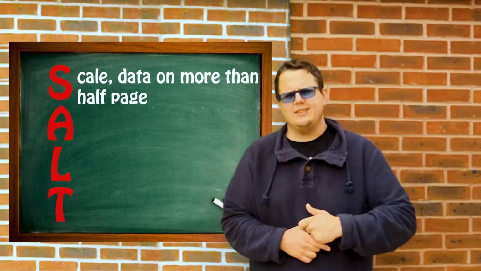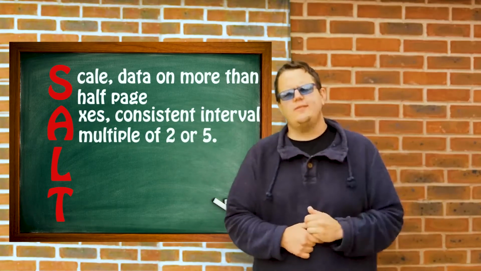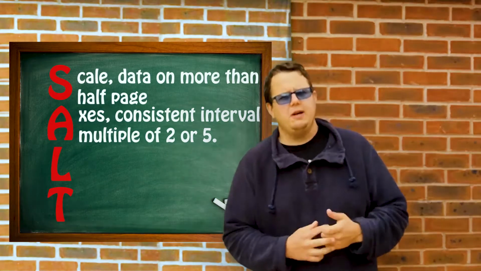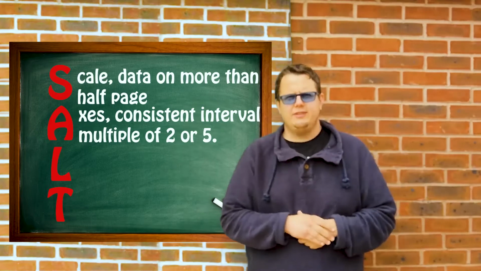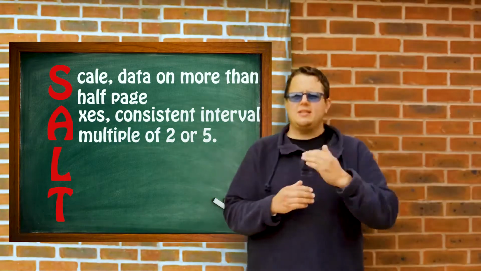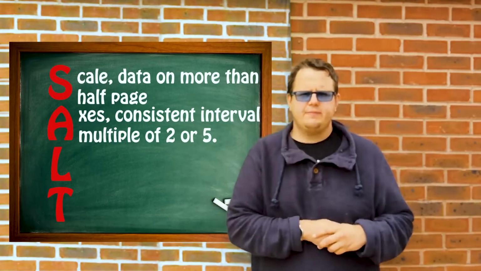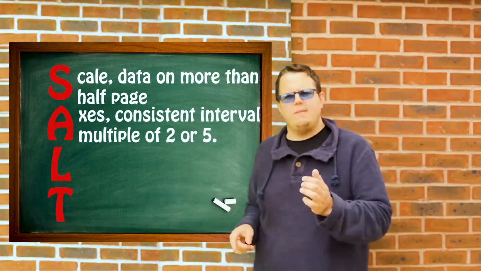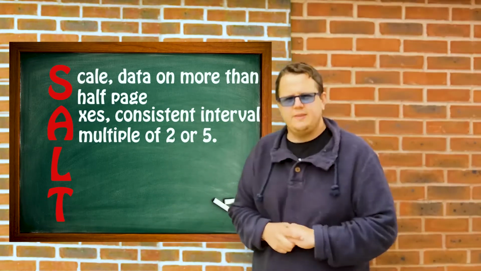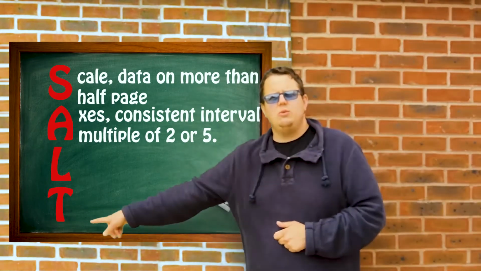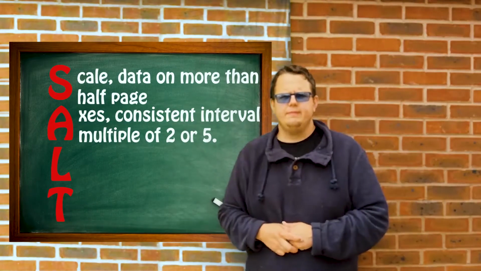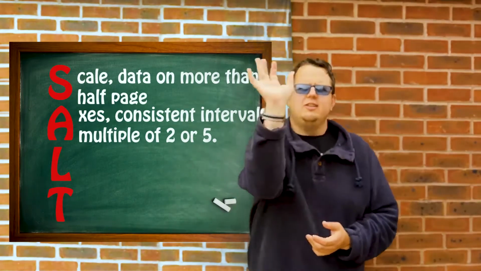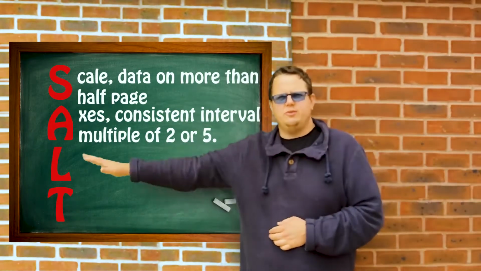A is for axes. You should have a consistent interval or gap between the values. These should be a multiple of 2 or 5, as our graph paper normally has 10 squares per division. Normally our independent variable will go on our x-axis, and remember x is a cross, and our dependent variable will go on our y. Another way to remember this is independent is longer, so it's more likely to fall over.